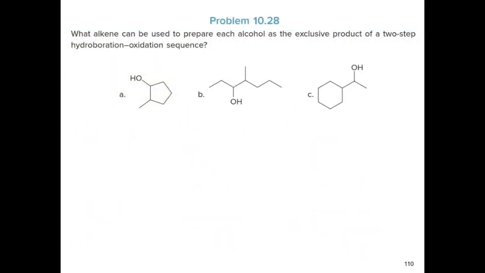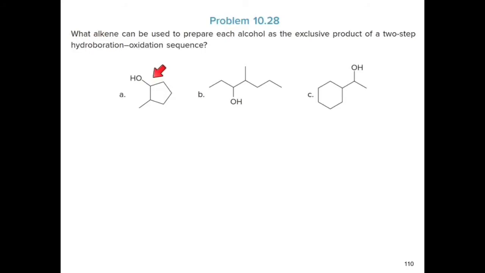And here's another practice problem. What alkene can be used to prepare each alcohol as the exclusive product of a two-step hydroboration oxidation sequence? So for this first alcohol right here, how do we generate this alcohol from an alkene?